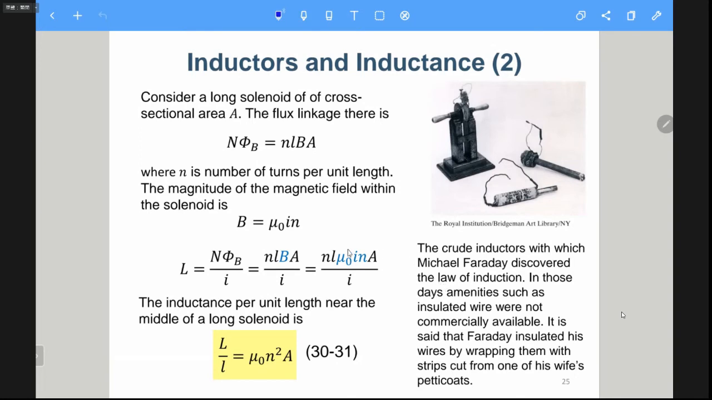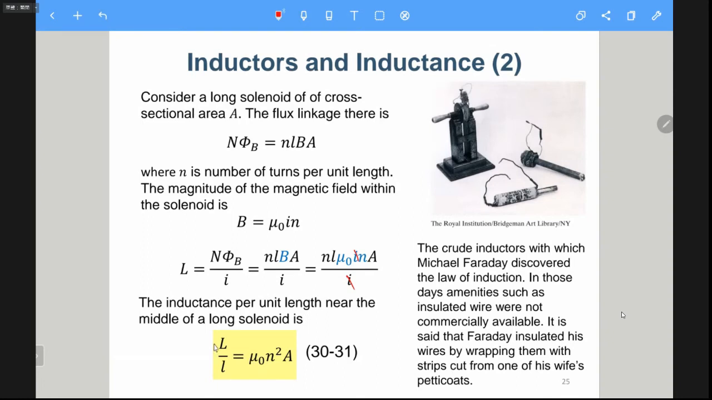And we slightly rearrange the term and move the small l to the left side. So this is the inductance per unit length. Inductance per unit length equals mu naught. I and I are cancelled. And then we have n squared here. L already moved to the left side. We have A here. So we have mu naught n squared A. So the inductance per unit length, mu and A are constants.